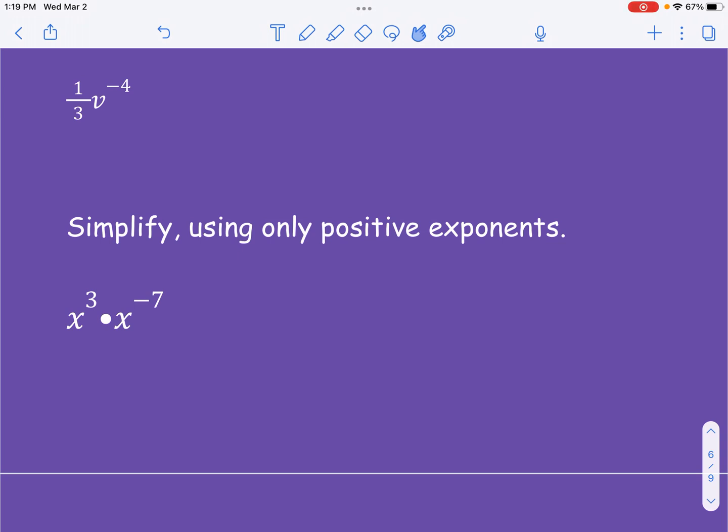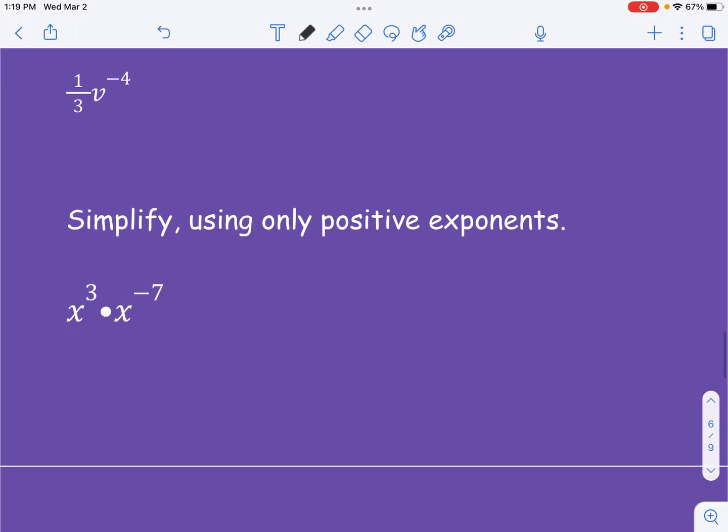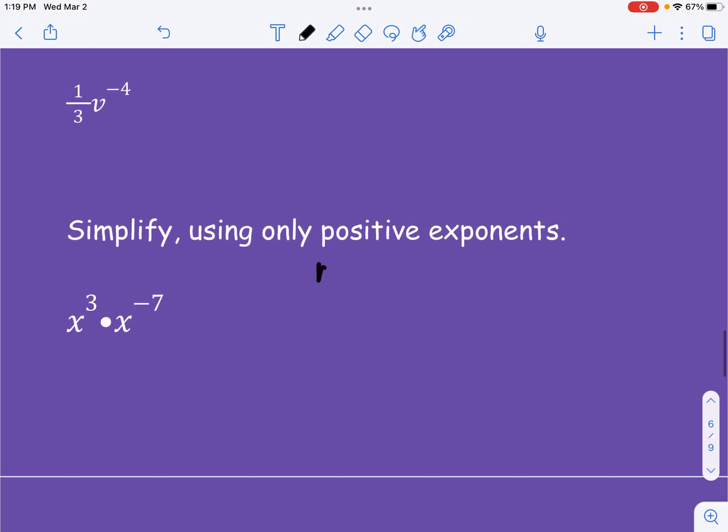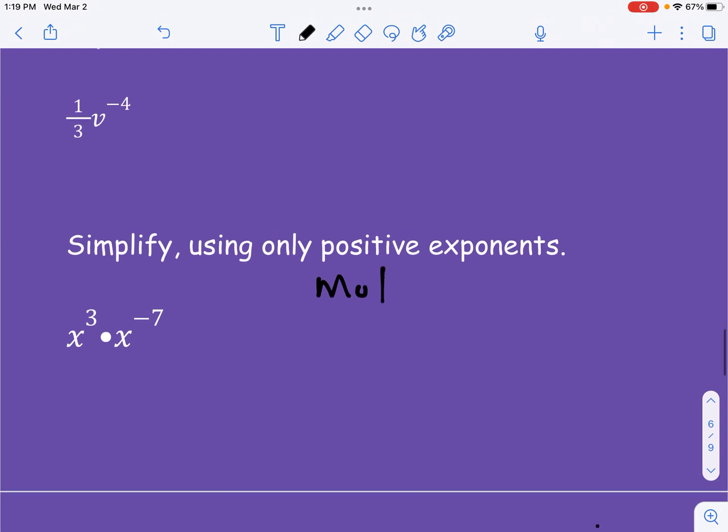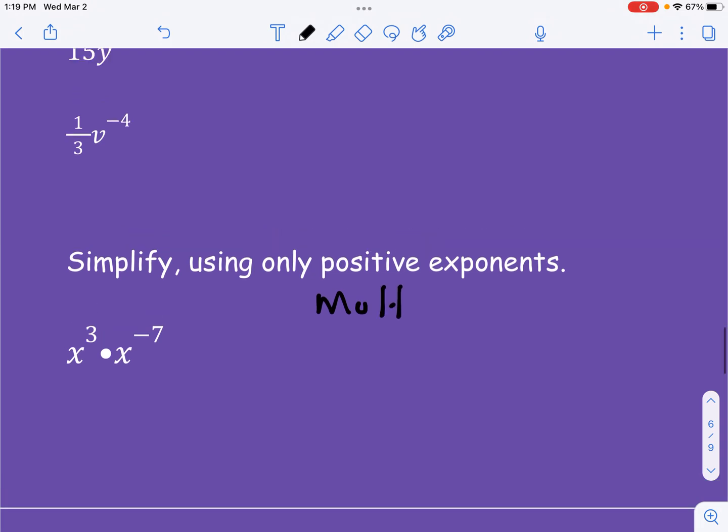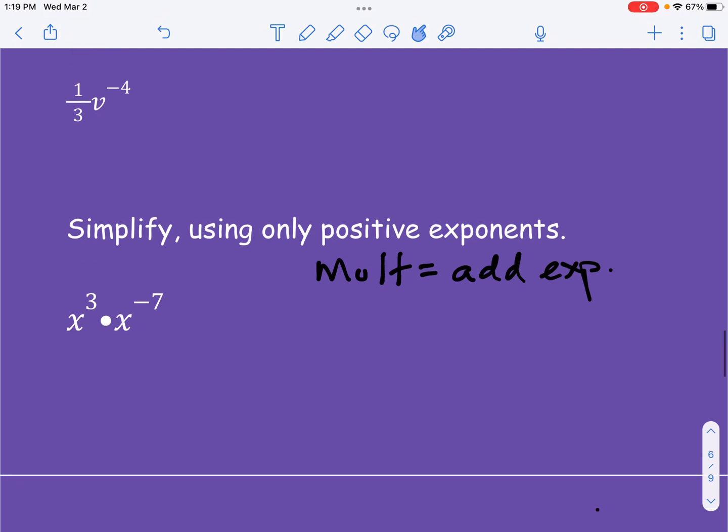So when you're multiplying, okay, let's put a little note for ourselves. When we multiply, that means we add our exponents, right? Add your exponents when you multiply. That's the easiest way to think about it.